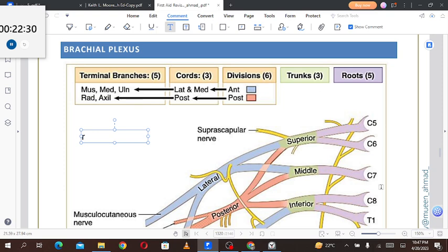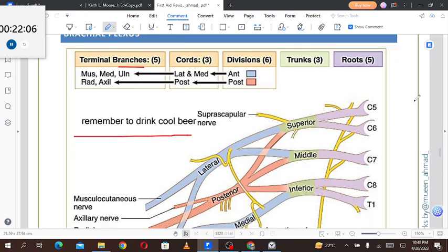So, remember to drink cool beer. Until it is writing that, my text one is slower, so that is why I use my pencil. So here you can see, remember to drink cool beer, that is the mnemonic. R is for the roots, then T is for the trunks, then D is for the divisions, C is for the cords, and B is for the terminal branches. So the first confusing thing is this C8 vertebra.